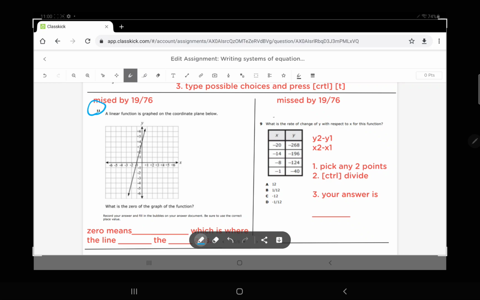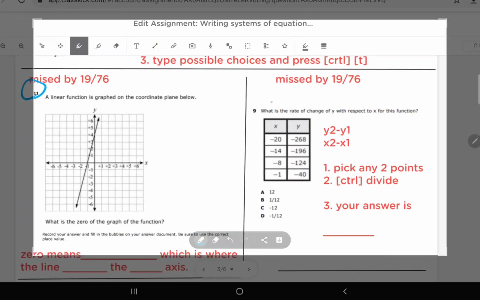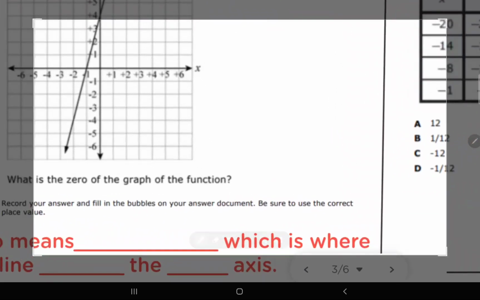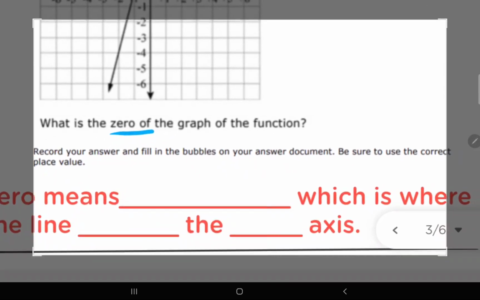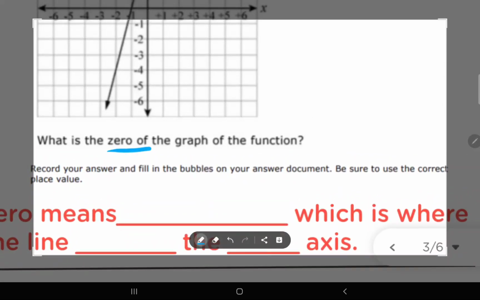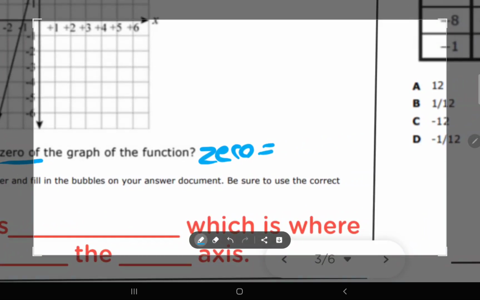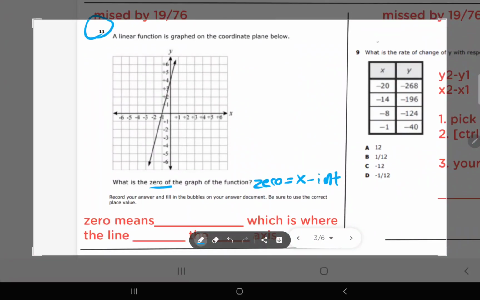It says a linear function is graphed on the coordinate plane below. So what is the question asking? What is the zero of the graph of the function? If you guys remember what I told you a million times, your zero is going to be equal to your x-intercept. And that's it. That's just going to be your x-intercept.